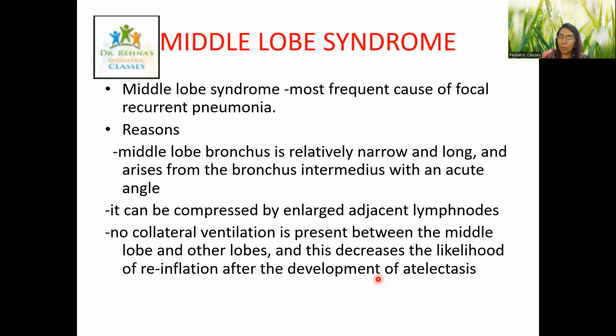Last, I just want to have a word about middle lobe syndrome. Middle lobe syndrome is one of the most common causes of focal recurrent pneumonias. The reason is the middle lobe bronchus is relatively narrow and long, and that arises from the bronchus intermedius with an acute angle. That is one reason for middle lobe syndrome, and also it can be compressed by large adjacent lymph nodes, and there is no collateral ventilation between the middle lobe and other lobes.